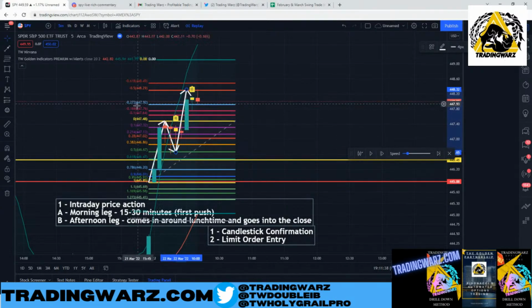But look, if you want to be safe, like me, I want to be safe, just start scaling out into these extensions. I created these ones here, 0.1, 0.169. I created those two from my back testing. If you want to be safe, just get out there.